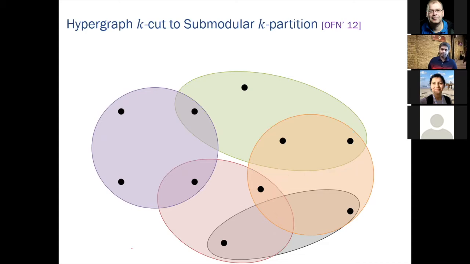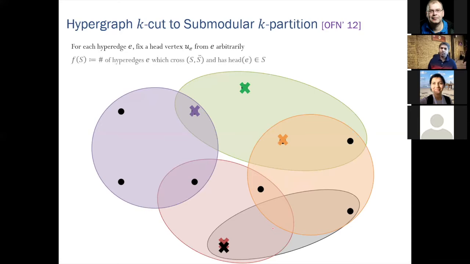Here is the reduction. For each hyperedge, let us fix a head vertex in the hyperedge arbitrarily. Look at the red hyperedge, fix a head vertex in the red hyperedge arbitrarily. Look at the purple hyperedge, fix a head vertex for the purple hyperedge, and so on. For each hyperedge, fix a head vertex in the hyperedge arbitrarily. Now define a function over subsets of vertices. The function value of a subset S is the number of hyperedges crossing S and having their heads in S.